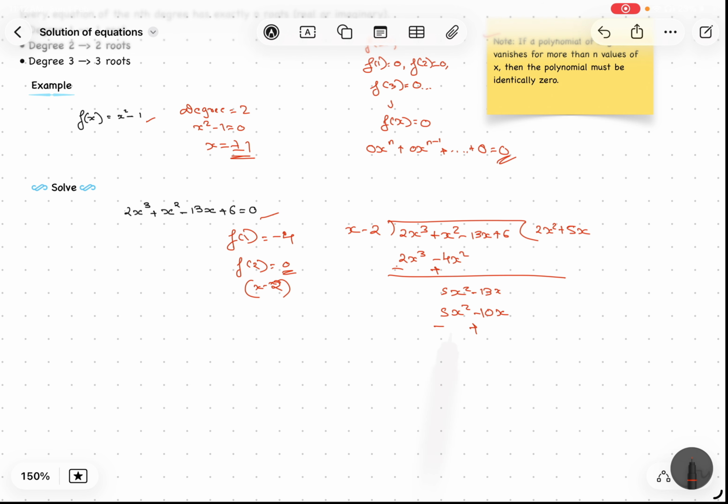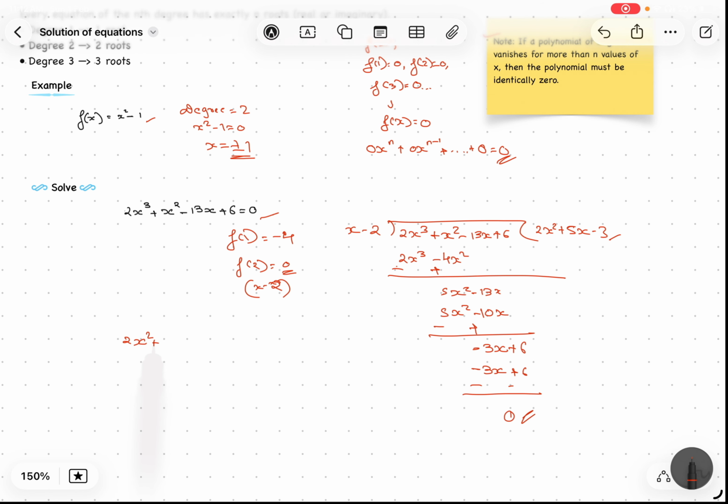Changing the sign, my 5x square would be eliminated and I'll get minus 3x, bringing down the 6. Now, if I multiply by minus 3, it would be minus 3x plus 6. Changing the signs, the remainder is 0. So we have got a simpler equation, 2x square minus 5x minus 3. Now I need to find x. Let me write down the equation first.